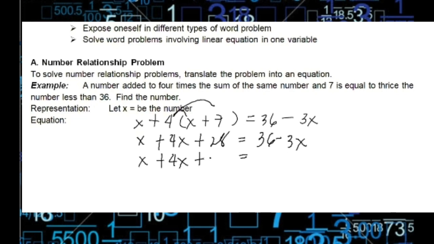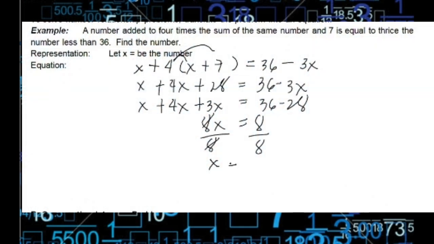So it will become positive 3x, and then bring down 36 at the right, retain the sign, transpose 28 to the right, it will become negative 28. Then combine the left and the right side of the equation. So x plus 4x, 5x plus 3x, 8x. Then 36 minus 28 is also 8. Divide both sides by 8. Then cancel 8. Then x now is equal to 1. Final answer.